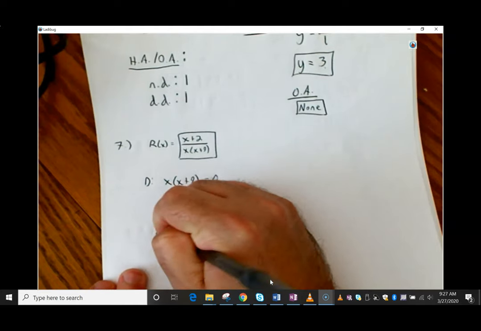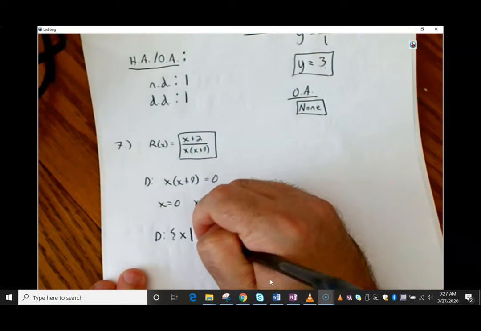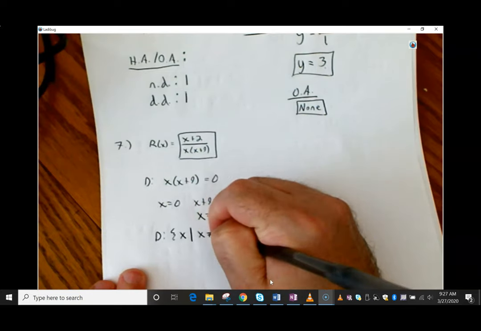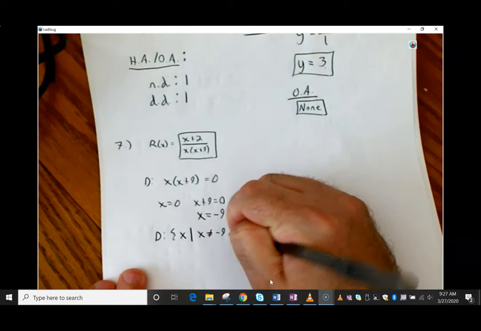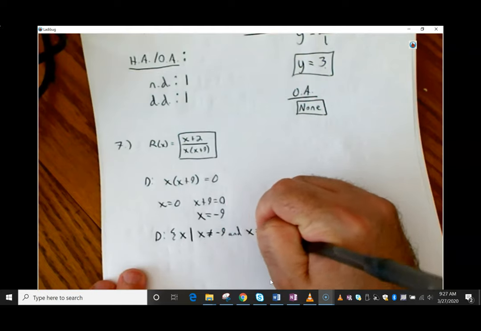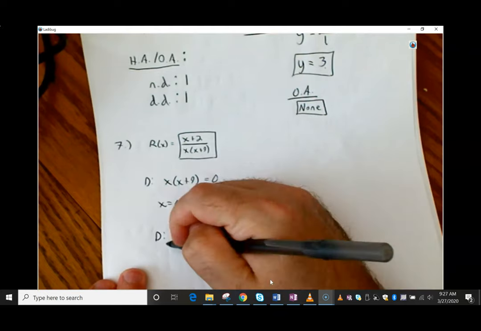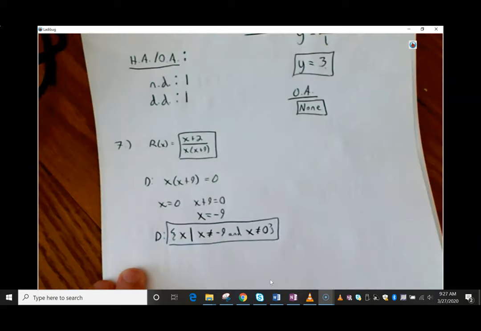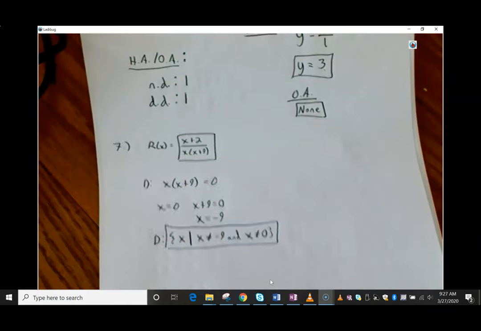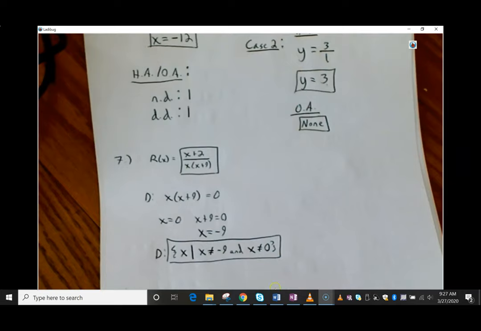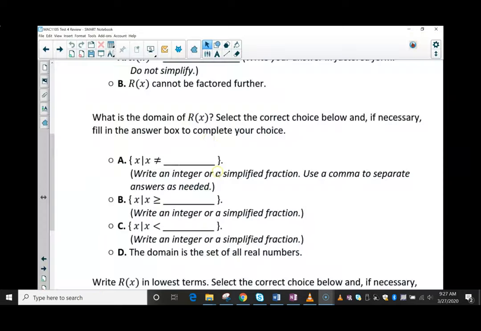So our domain is, we are throwing out negative 9, and we are throwing out 0. And there is the second answer to the question. So we come back in here. So we're looking at this. What's the domain? So we come right up here. We select A. We put in negative 9, put a comma, and then put a 0.